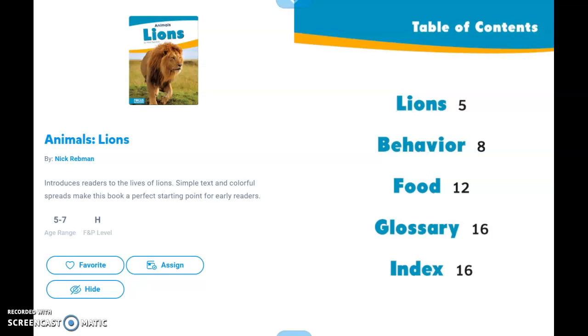So while we're reading this book, remember we're going to determine the importance of the information and pick out the information we need to be able to do our report on lions. So just a quick recap to have it in the back of our head. We want to know their classification, what they look like, what they eat, and where they live. So they're the four facts we're trying to find today. So let's start and see what we can find.